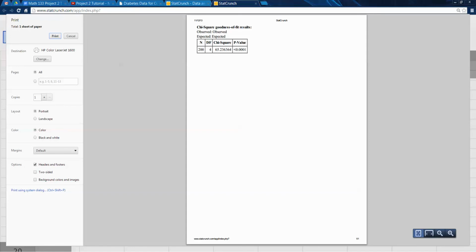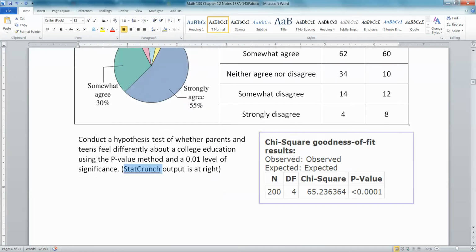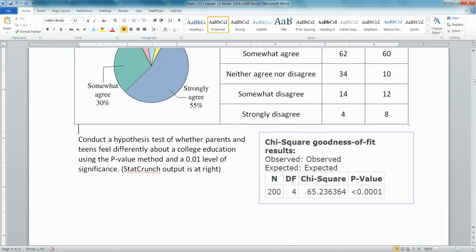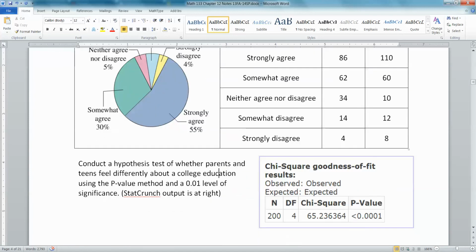Nice, huh? All right, so that's how to do a goodness of fit test with either the calculator or with Statcrunch. You only have access to Statcrunch if you have access to MyMathLab, so make sure that you have that and you use the same username and password that you used to get into MyMathLab. If you don't have MyMathLab, then you can use a TI-84 calculator. That would work too. All right, I hope that helps.